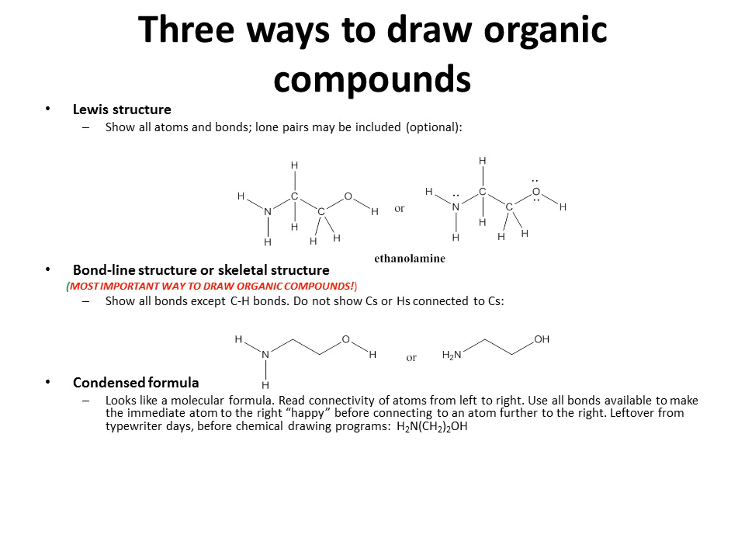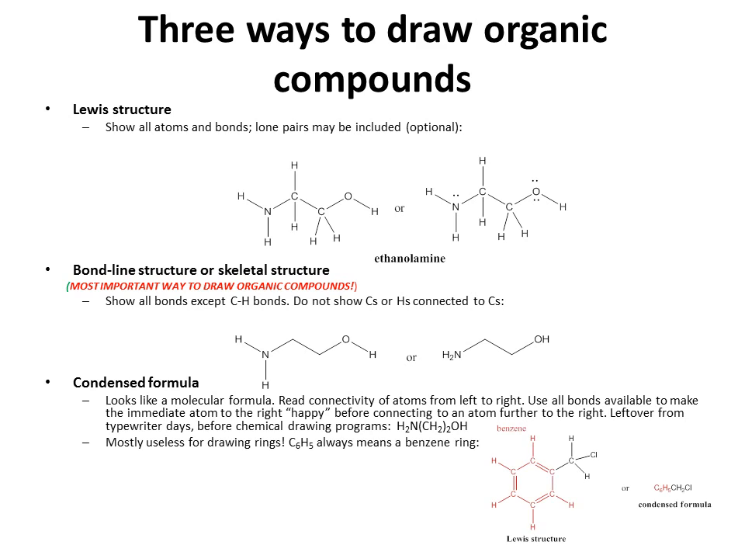Sounds great, except that there are a lot of limitations. Condensed formulas are pretty much useless for drawing rings, except for one ring, which is C6H5. That always means benzene, and you can see in the example in the bottom right, you have a ring in red, that's C6H5, that's benzene. So that is also connected to, in this structure, a CH2, which is then connected to a Cl. So as the condensed formula, we'd write C6H5 for benzene, which is then connected to CH2Cl.